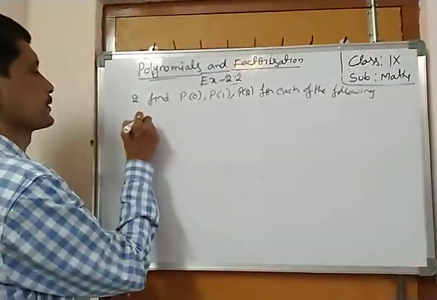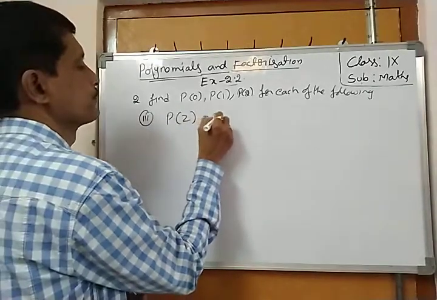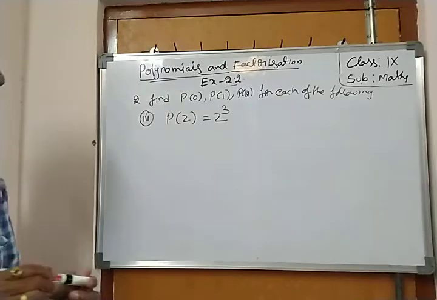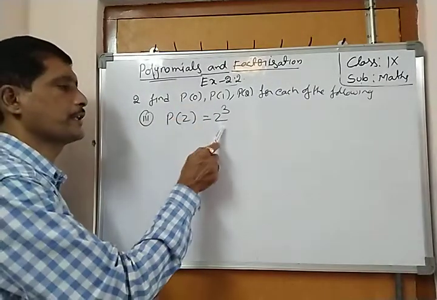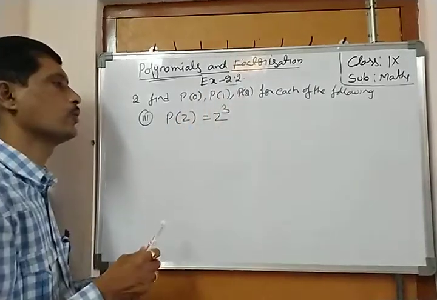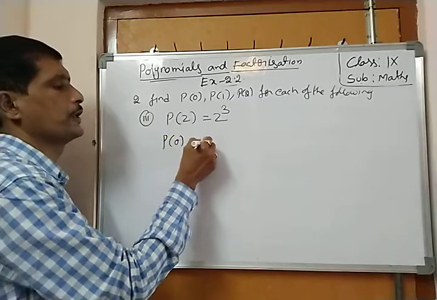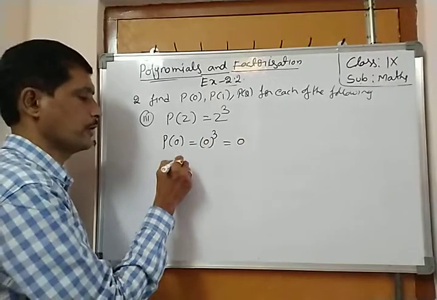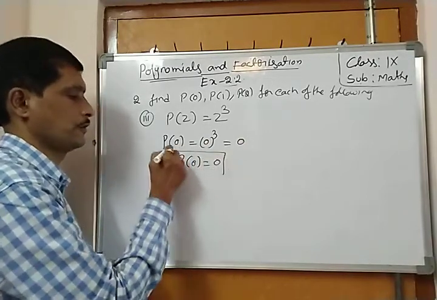Here third question, P of z equal to z cube. Here variable z is there, therefore P of z equal to z cube. Here also same. Here z is replaced by 0 one time, z is replaced by 1 and z is replaced by 2. Therefore first one is P of 0, that equal to 0 whole cube, which is again 0 only. P of 0 equal to 0.